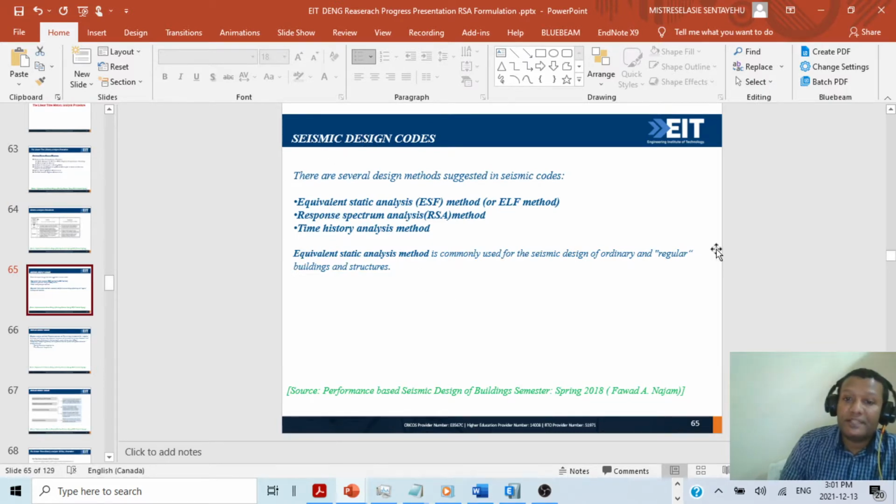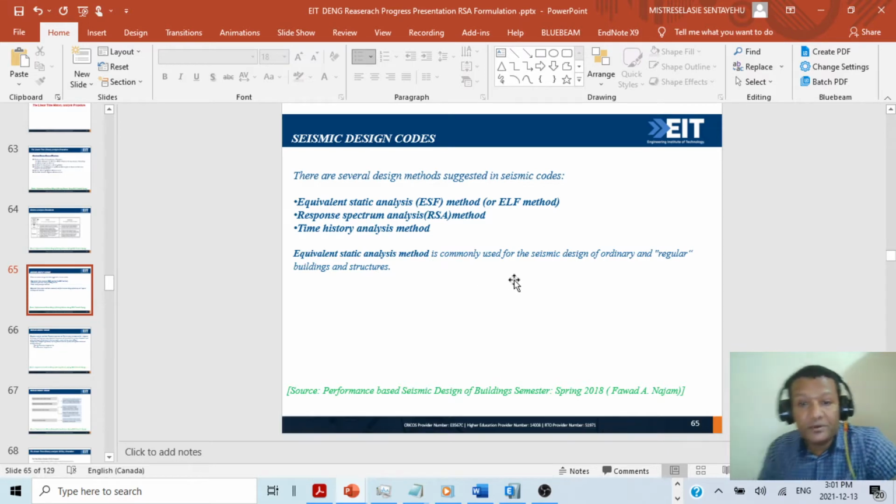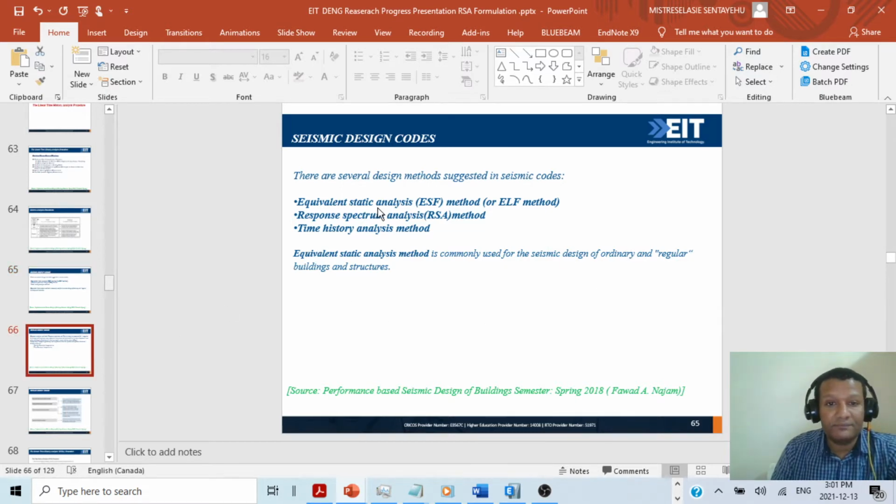So in seismic design codes, there are several design methods suggested in seismic code as we discussed. ELF, this is equivalent static analysis, response spectrum analysis method, time history analysis method. Equivalent static analysis method is commonly used for the seismic design of ordinary and regular building and structure. Most of the time ELF we use for ordinary and regular buildings.